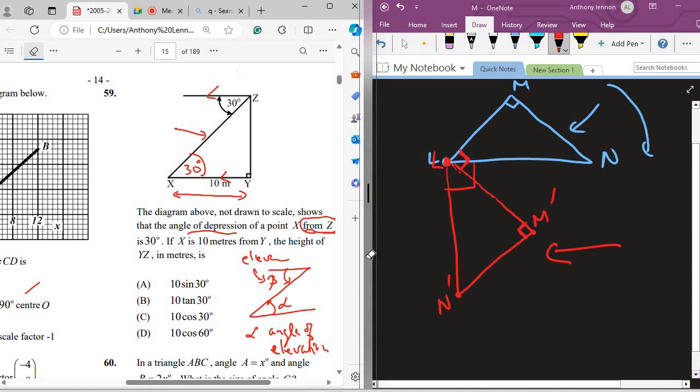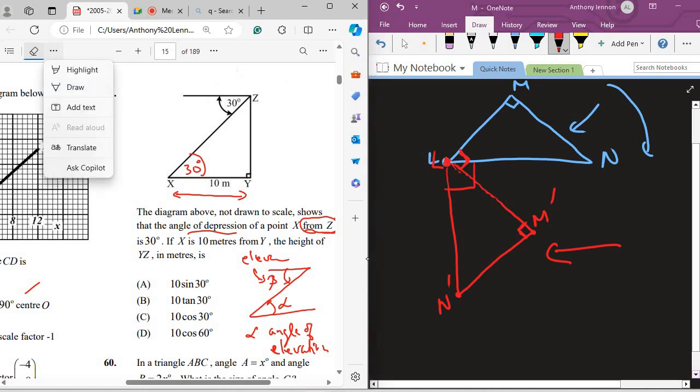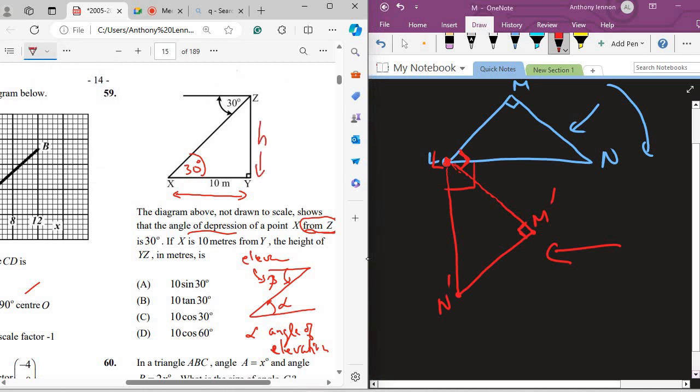The height of YZ. So we want to find the height of YZ. This is quite easy. This is the height going from Y to Z, that's the height we're looking for. So basically, guys, all you need to do is look at the fact that we have a right angle triangle. If you want to sketch it, no problem, or you can just draw it in, no problem.